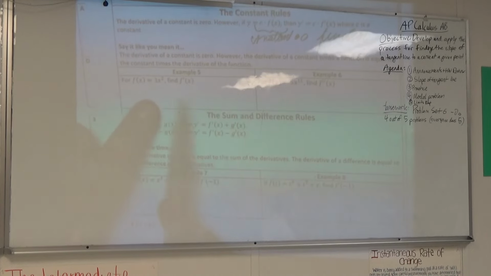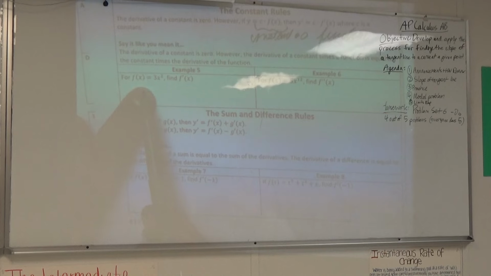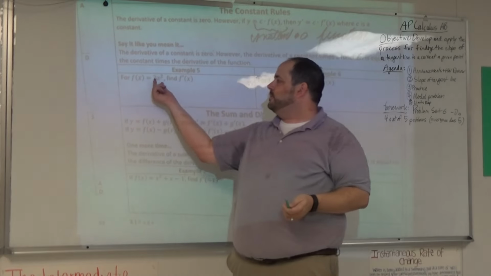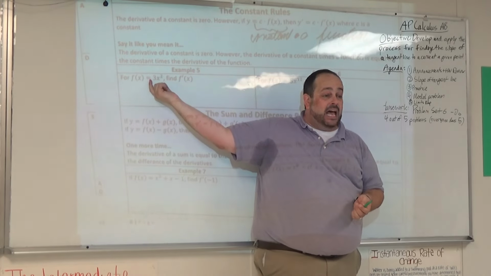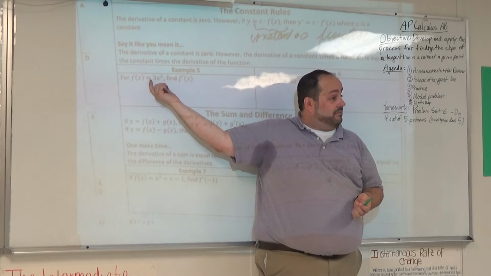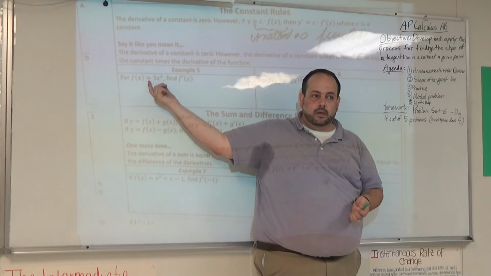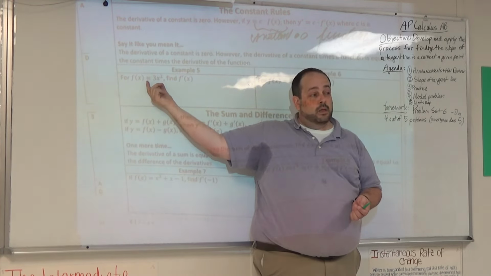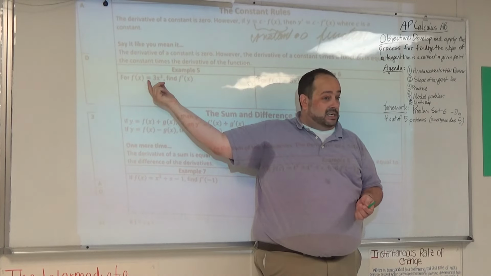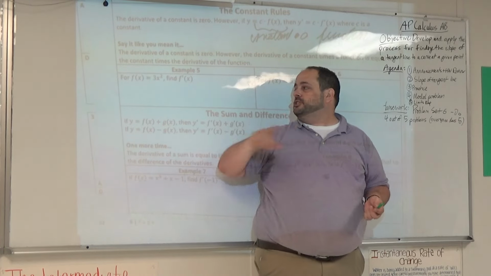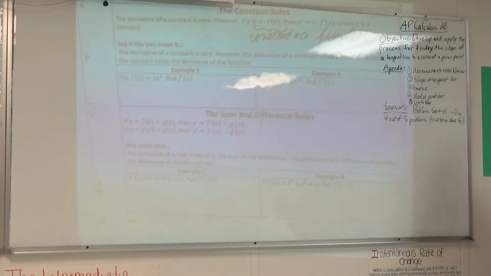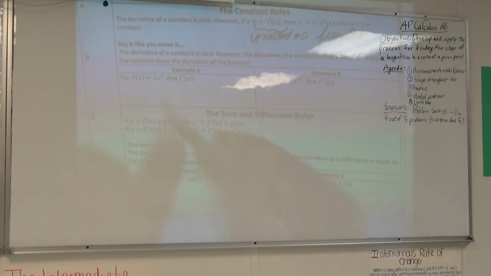Example number 5, f of x equals 3x squared. Is that a constant? No. This term here, 3x squared, is not a constant. Think about the graph, what does that graph look like? It looks like x squared with the triangle. 3x squared, is that a constant? It's a parabola. So this is an example of a constant times a function.